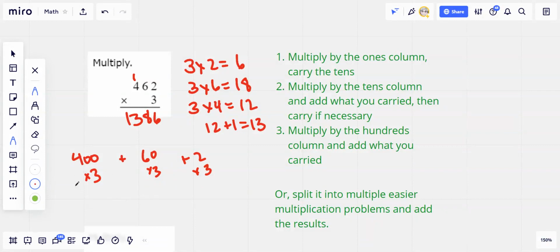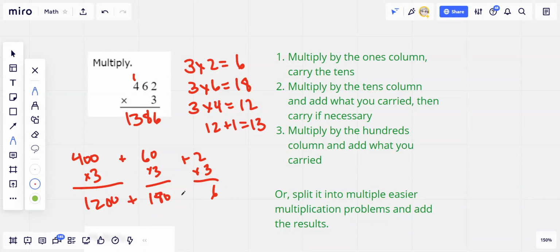So 400 times 3 is 1200. 60 times 3 is 180. So what I did there is I just multiplied the number part. 3 times 4 is 12, and then put the trailing zeros on the end. 3 times 6 is 18, plus 1 trailing 0 is 180. And then 2 times 3, of course, is 6.